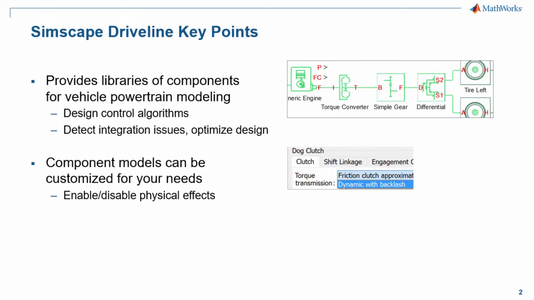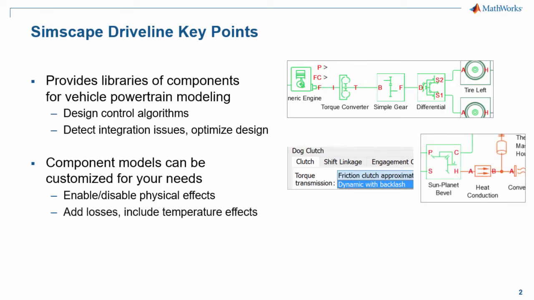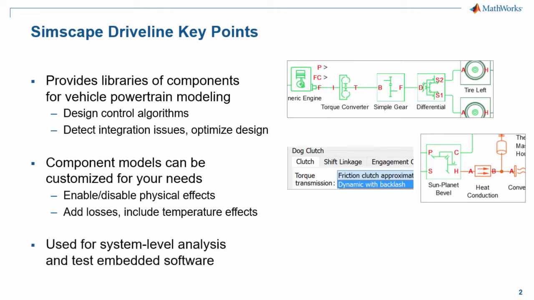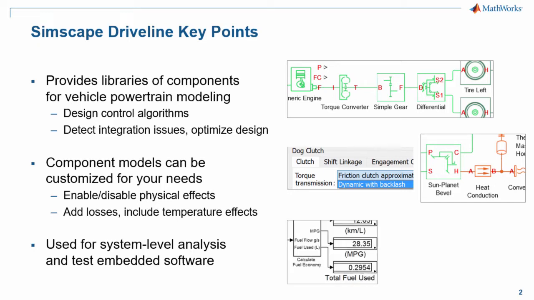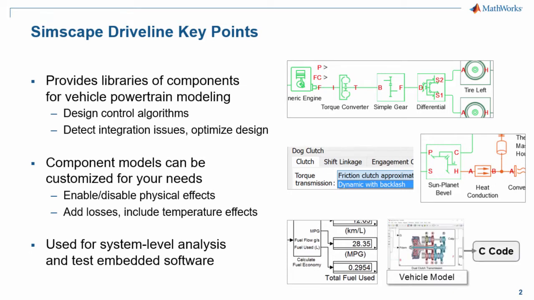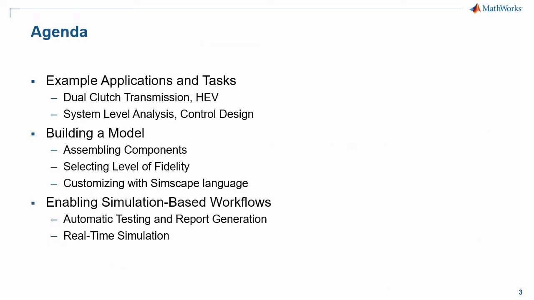You can enable and disable physical effects such as friction and backlash, and you can add losses and include temperature effects. Finally, Simscape Driveline models can be used for system-level analysis and to test embedded software. You can, for example, use it to estimate fuel economy, and you can convert the models to C code for hardware-in-the-loop testing.